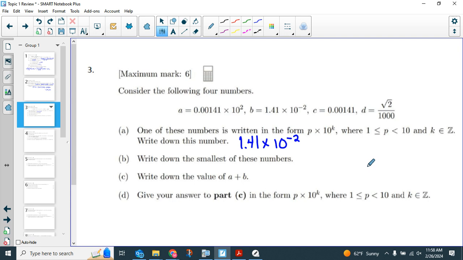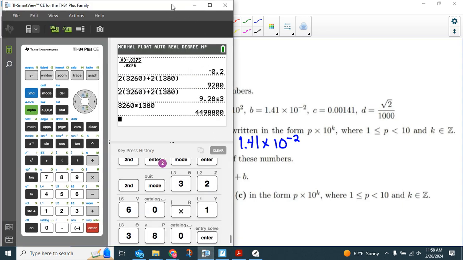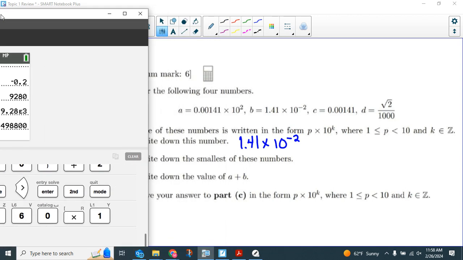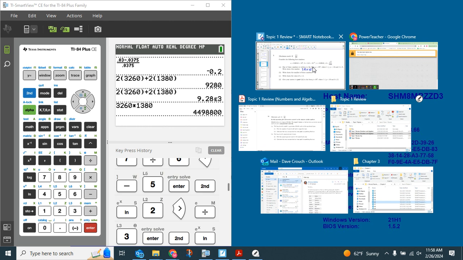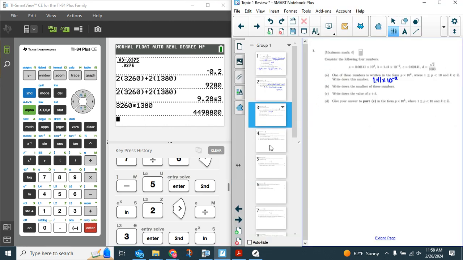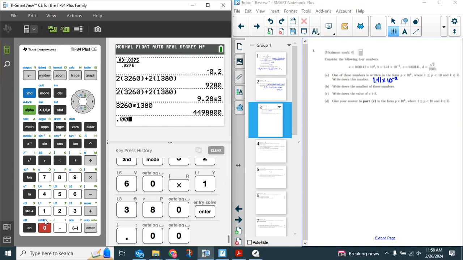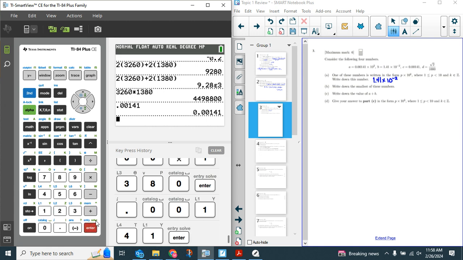All right, write down the smallest of these numbers. There's a couple of different ways that you can do this, right? You can basically just put them in your calculator one at a time so that you can get decimals, right? Now, of course, the first one you don't really have to. It's already in decimal form, right? 0.00141. But we'll do it nonetheless just so that it's in our memory here. I'm sorry, that's times 10 to the second power.